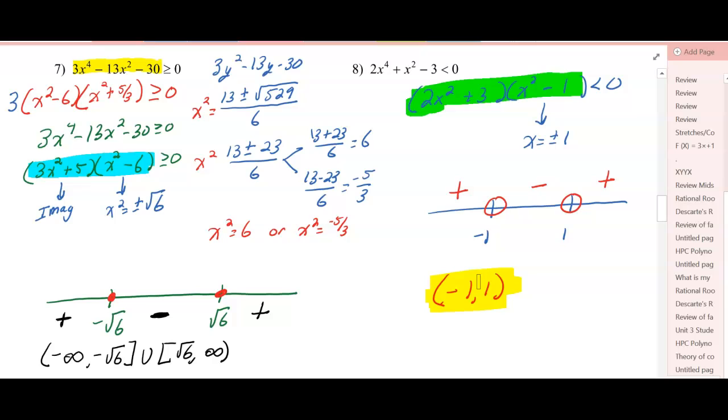So hopefully you found this helpful on solving polynomial inequalities. We did it back in the first unit, and we've been working on polynomials in our factoring skills this unit.